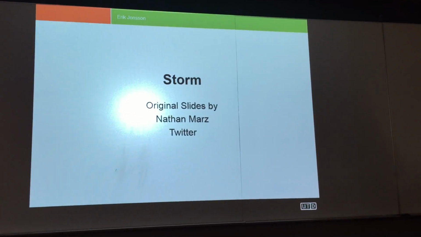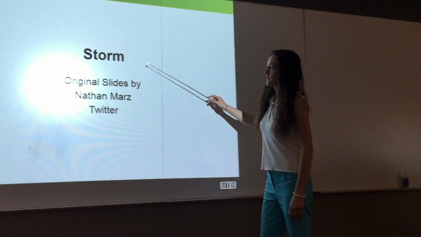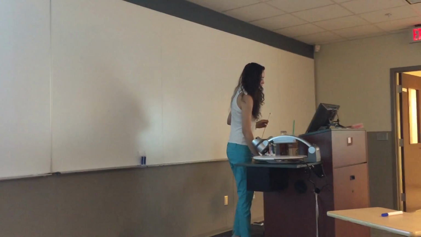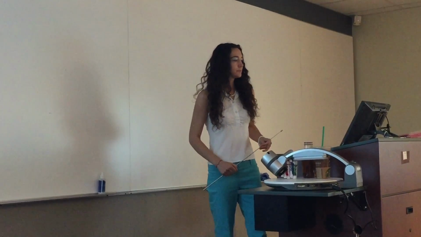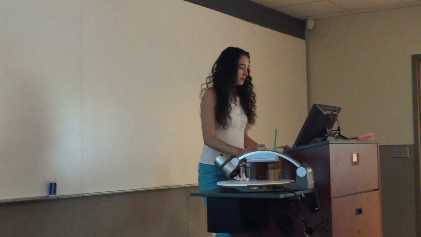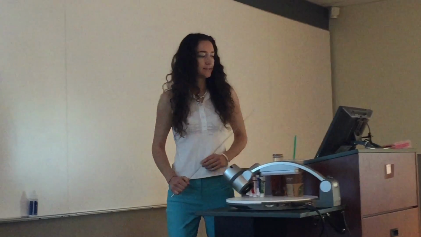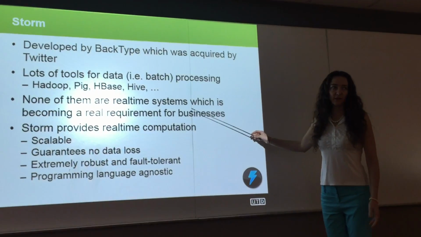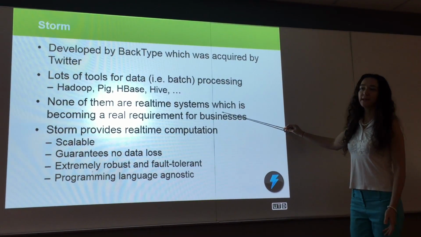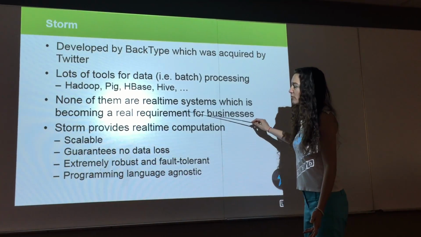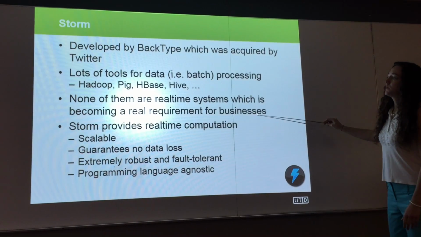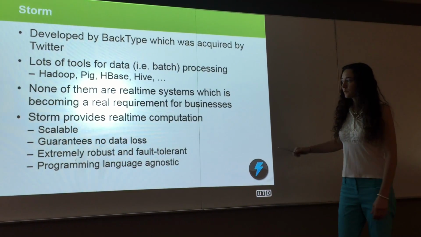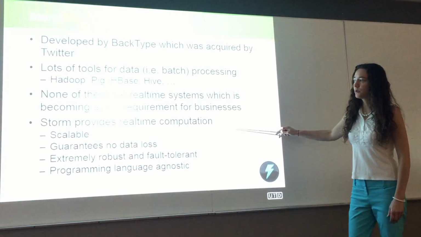The tool we will look at is called Storm, and this tool was developed by a company called Backtype, which was purchased by Twitter. The purpose of this tool is that most of the tools we have seen so far work as batch processing, but more and more today we have real-time systems that have streaming and real-time data, and that is becoming a requirement for businesses and also for cloud computing for data analysis. So Storm provides real-time computation.